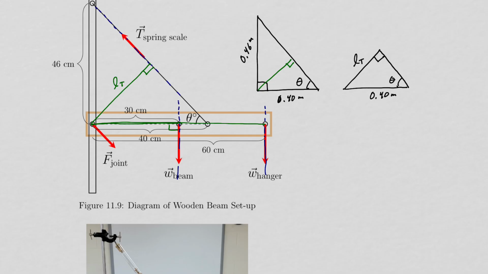Okay, and then once you have all the moment arms, you can just use the fact that the sum of the torques has to equal 0. So now we have a torque due to the tension plus a torque due to the weight of the beam plus a torque due to the weight of the hanger plus a torque due to the joint force equals 0. And the one due to the joint force is 0. Why? Because there's no moment arm, right? It goes right through the axis of rotation. We're considering the axis of rotation to be right here where the bolt is.